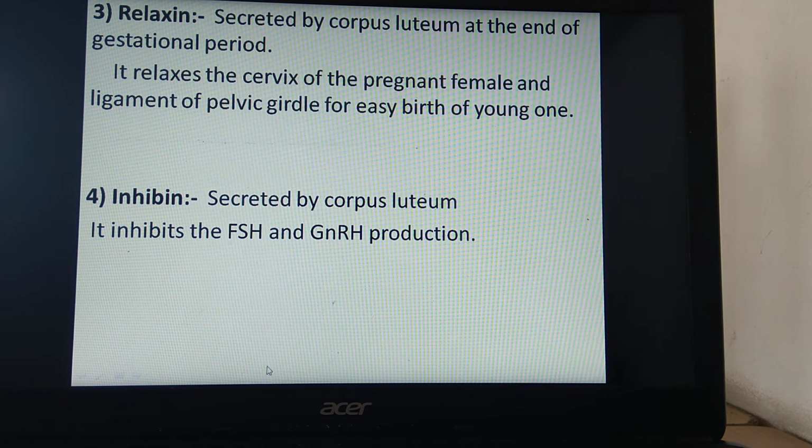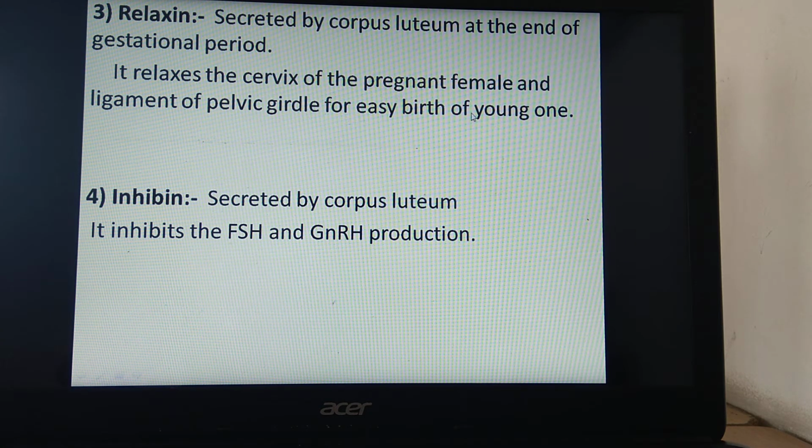Relaxin is secreted by corpus luteum at the end of the gestational period. What is the meaning of gestational period? It is the period of growth, which is generally 9 months and 9 days. So once the growth of the embryo completely takes place, once the gestational period is over, relaxin is secreted by corpus luteum. What's the function? It relaxes the cervix of the pregnant female and the ligament of the pelvic girdle for easy birth of the young one. Indirectly we can say that relaxin is helpful in easy birth of the young one. It is for easy parturition. So what is the cervix? It is the part of the vagina.